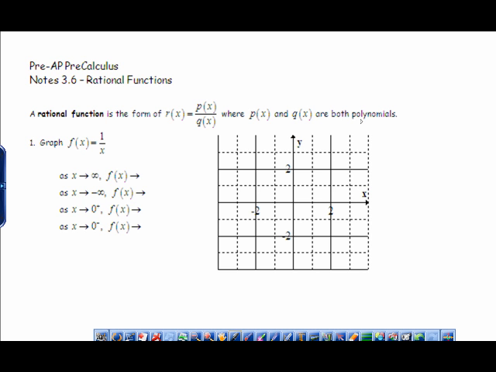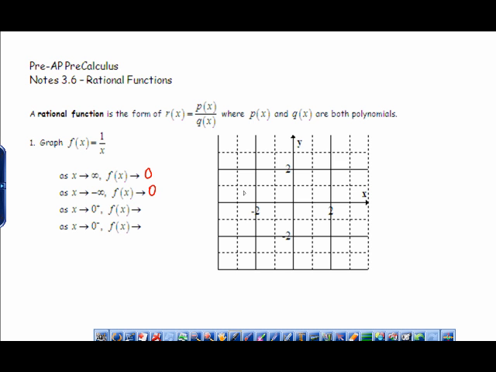Okay, so let's consider the parent function. First off, as x approaches infinity, what is 1 over infinity, or what is 1 over a really, really large number? That number is going to get closer to 0. Or the y value is going to get closer and closer to 0. The same thing is going to happen if you plug in a really large negative number. It's also going to be 0.